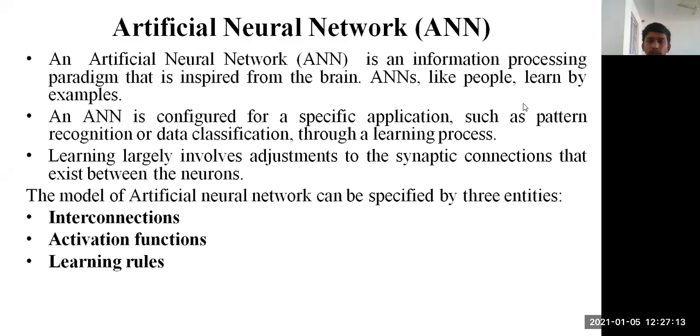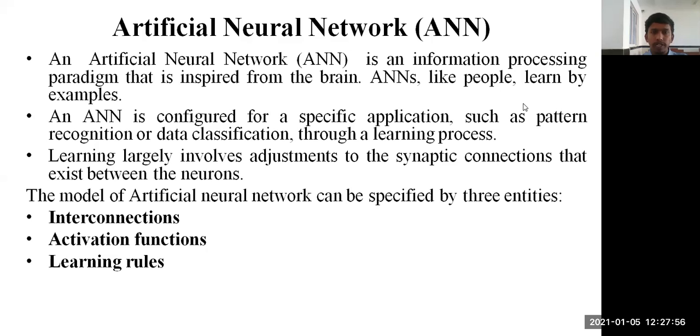Learning here is an important metric with respect to ANN. It will try to learn from examples, from previous iterations, and also for varied applications. Learning largely involves adjustments to the synaptic connections that exist between the neurons. Just as a neuron adjusts itself when there is a node failure or when one neuron fails, and information is transferred, here learning needs to be done in the same manner as neurons interact among themselves. With respect to that, the model of an ANN can be specified using three entities: interconnections, activation functions, and learning rules.